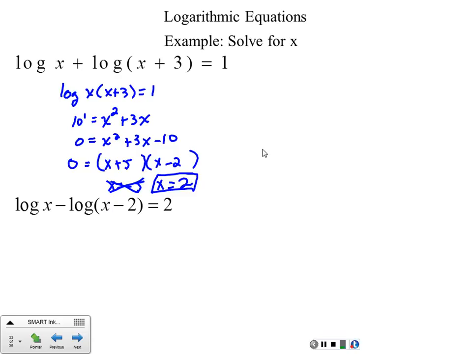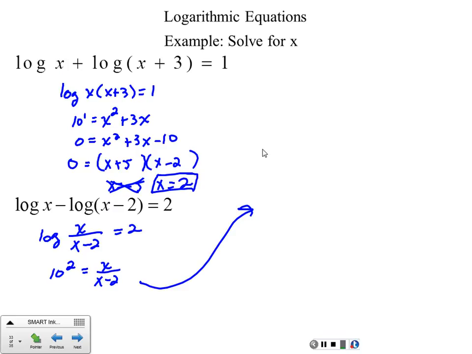All right, the one on the bottom. That minus sign tells me to what? Divide, so we're going to have x over x minus 2 is equal to 2. Now this one, we haven't seen one like this, but watch this. This is the big difference. Nothing miraculous. Your base is 10, so you're going to have 10 squared, right? 10 to the second power is equal to x over x minus 2. So from here, you're going to have 10 squared is going to be 100 is equal to x over x minus 2. Do you see where that came from?